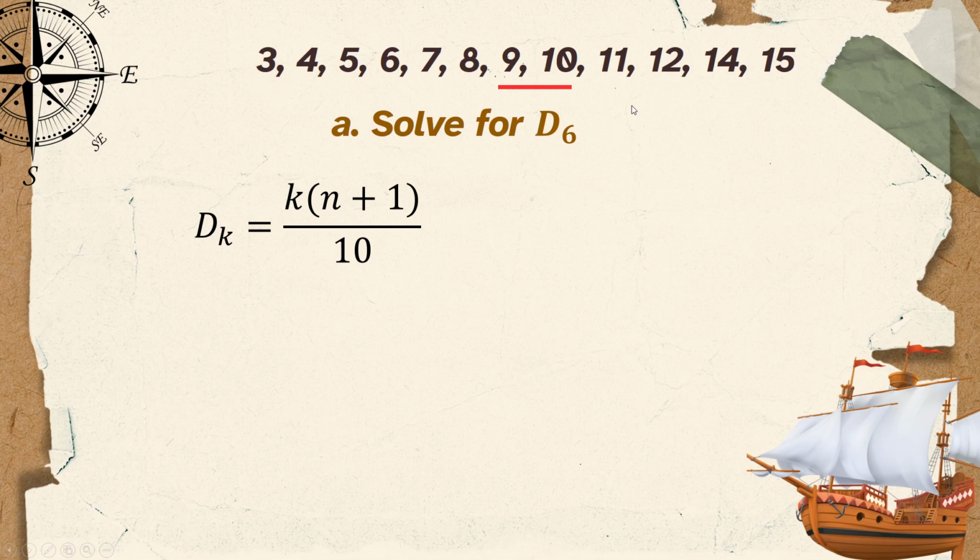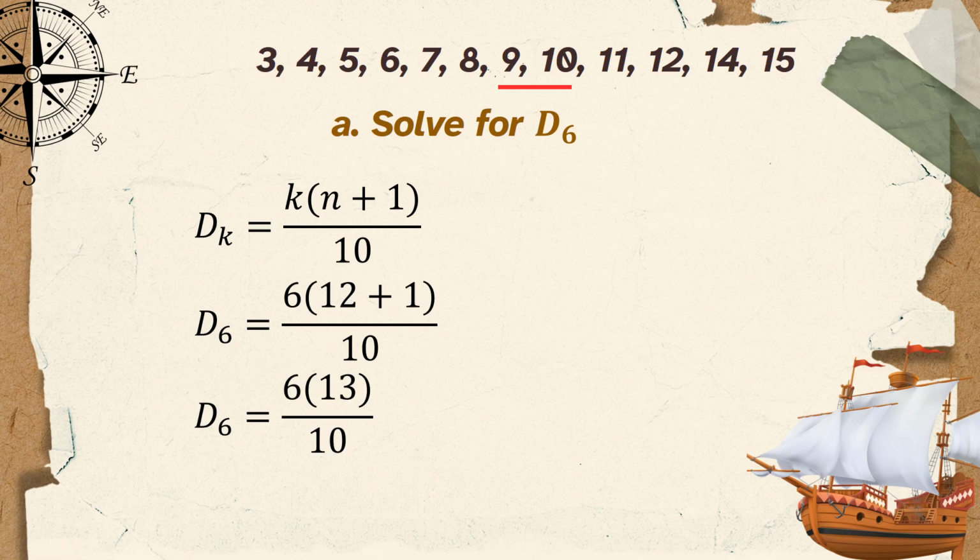Now, if we are solving for the 6th decile, our k now is equal to 6. And our n is the total number of our data. We have 2, 4, 6, 8, 10, 12. Our n is 12. So substitute 6, and n is 12. So 12 plus 1 is equal to 13. So 13 times 6 is equal to 78. So 78 divided by 10 is equal to 7.8. What have you noticed with our answer?